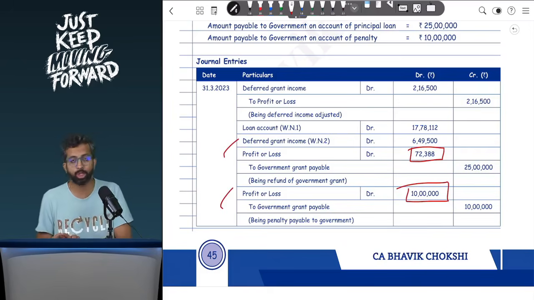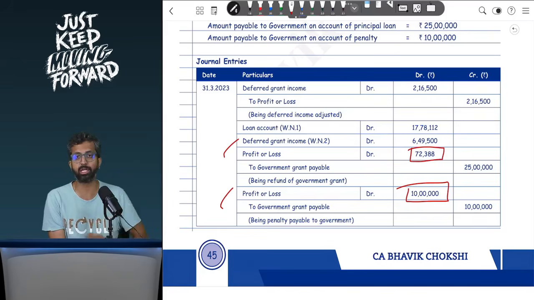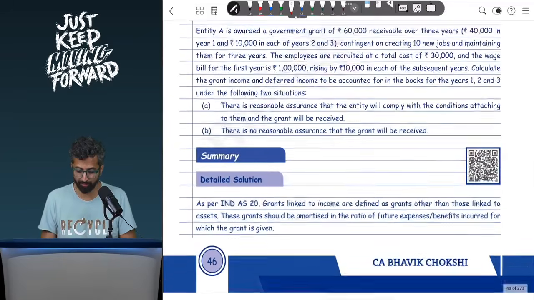A fairly good question which will help you understand the deferred grant method for an asset linked grant. Try to quantify grant in case of a loan at concessional rate, and also look at the refund of such grants. So this is an important question from a revision perspective for sure. So this is the first question.